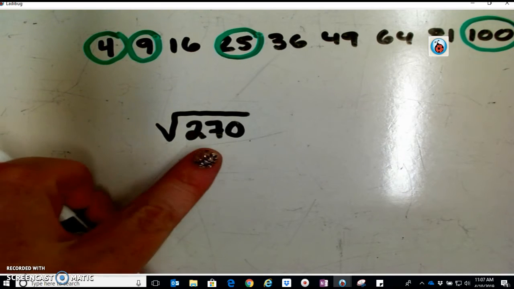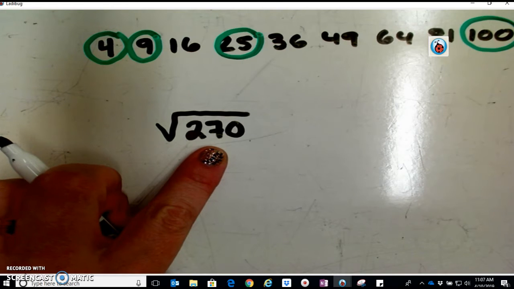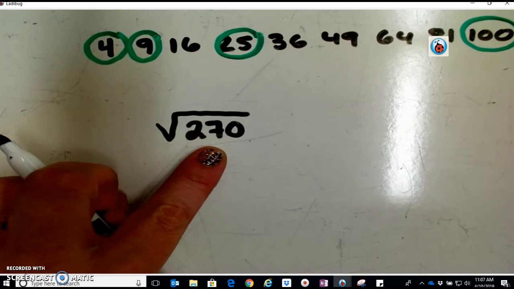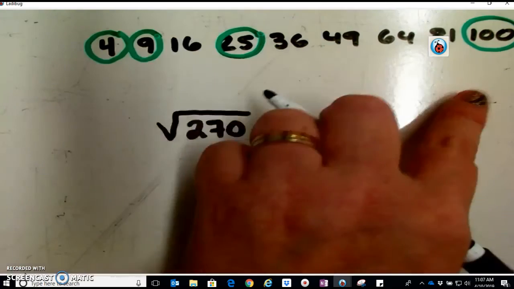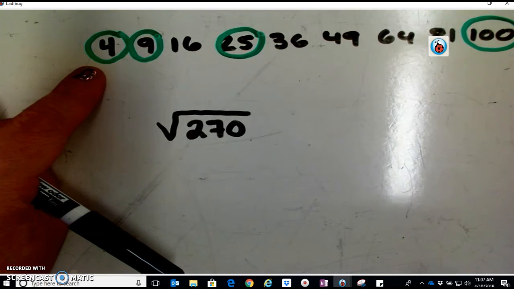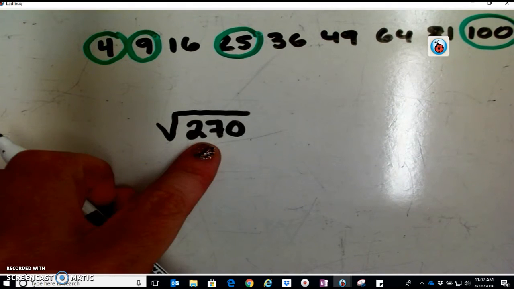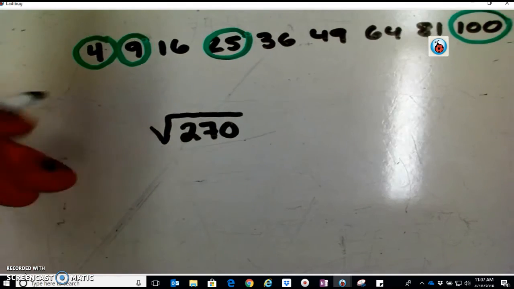Okay, so my first thought is, is it a perfect square? No. Okay, next question I'm going to ask myself, can I divide it? Let me check my main ones. Is it divisible by 4? Maybe, maybe not. 9, oh yeah, 9 goes into 27. So you know what? I'm going to start there.